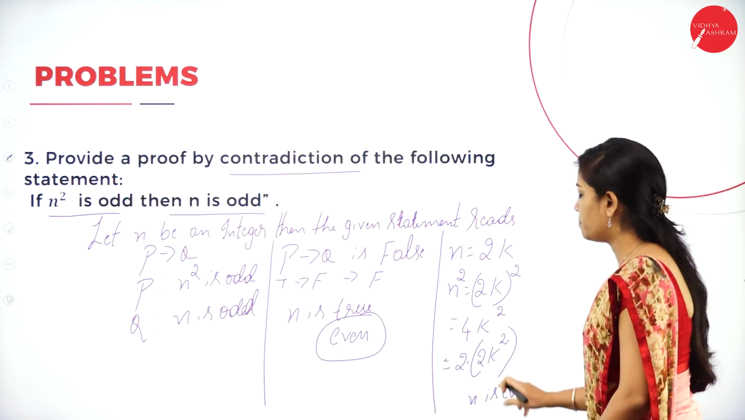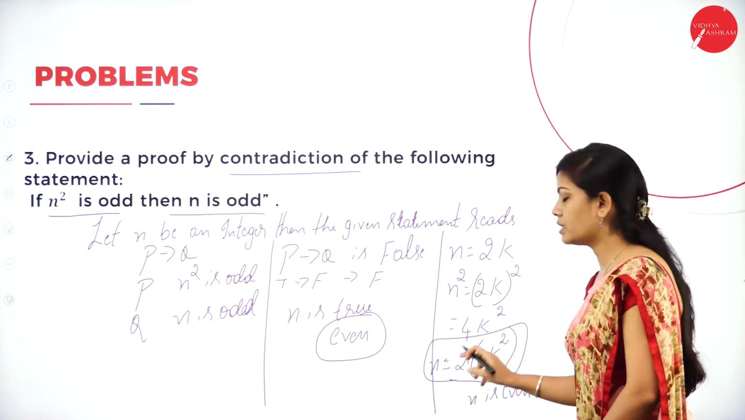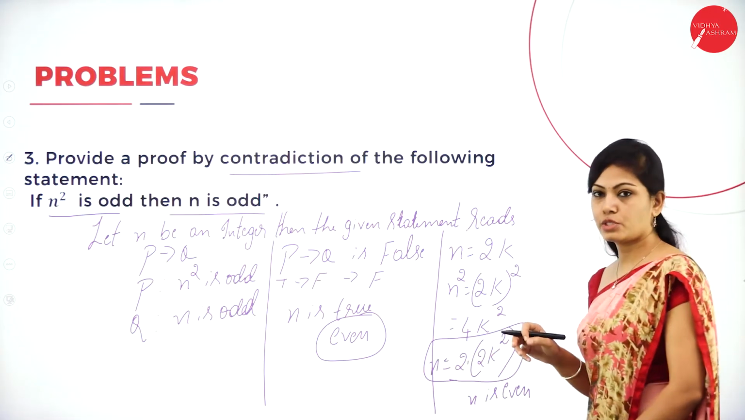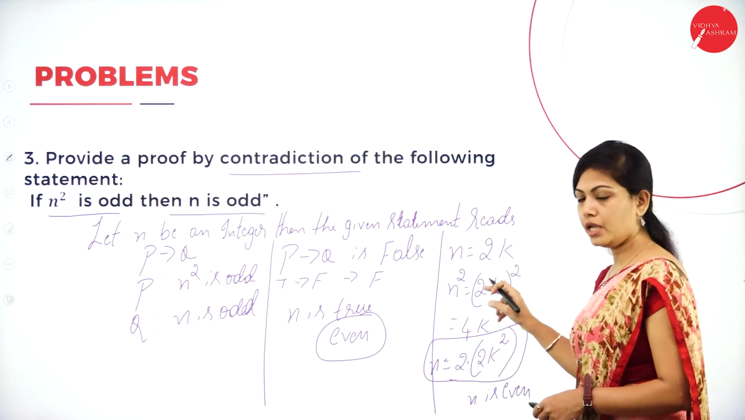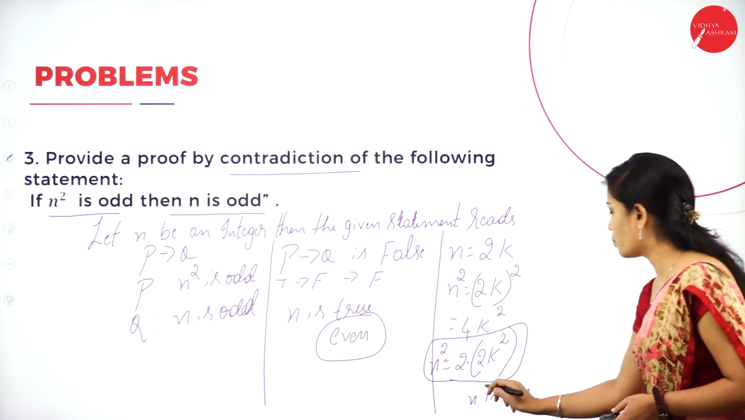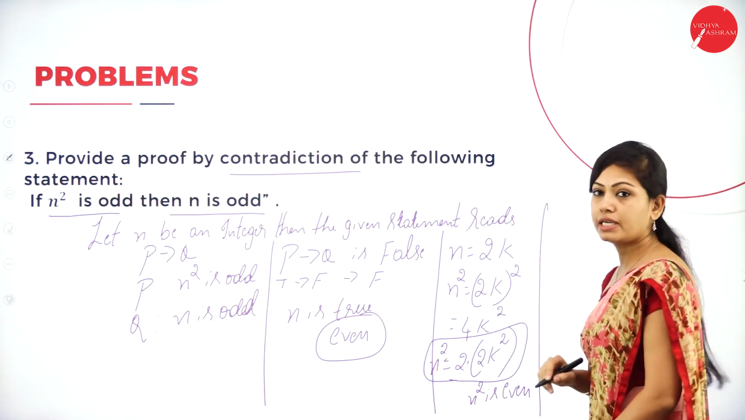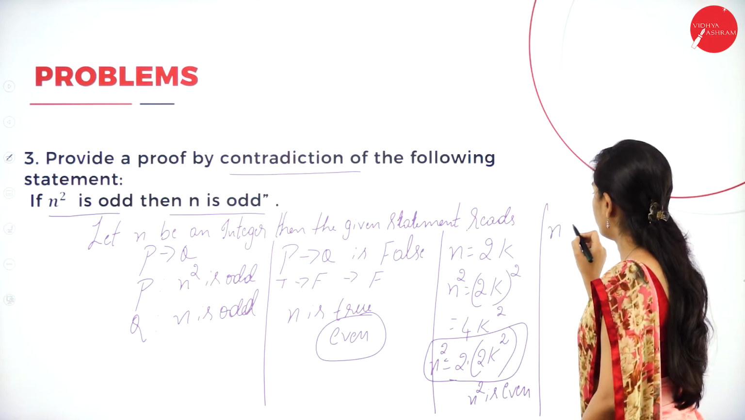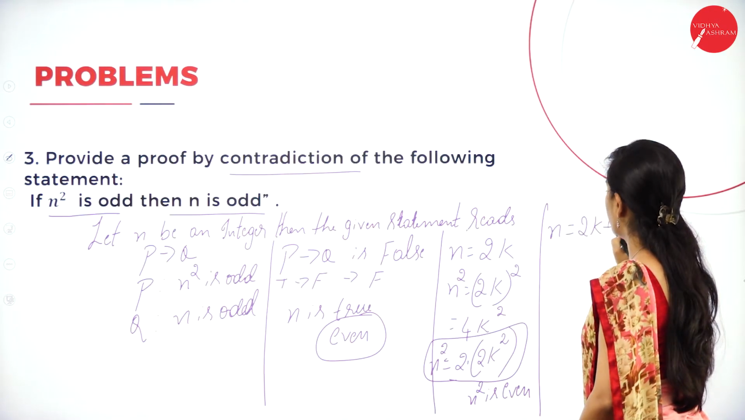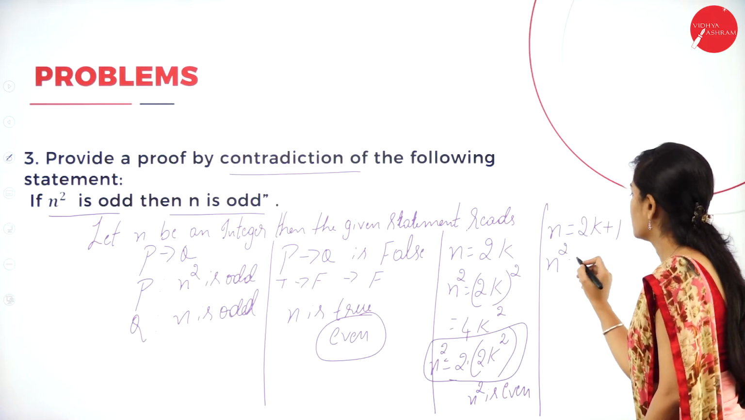It is divisible by 2 because we got the even value. So n square is equal to 2 into 2k square. So n square is even. Clear? And again I will consider the odd value 2k plus 1. If n is equal to 2k plus 1, what is n square?